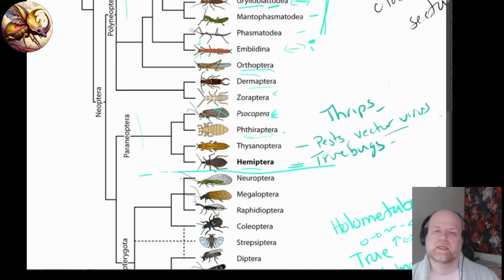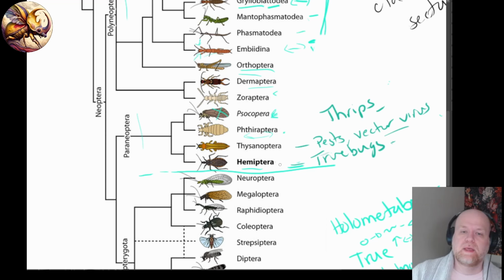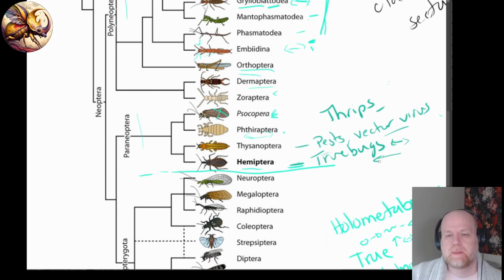This includes stink bugs and assassin bugs and cicadas and aphids and scales and all of the terrible agricultural pests that you can think of. I shouldn't say most of them. Many of them are hemipterans. And we'll spend a lot of time talking about the groups within the hemipterans.